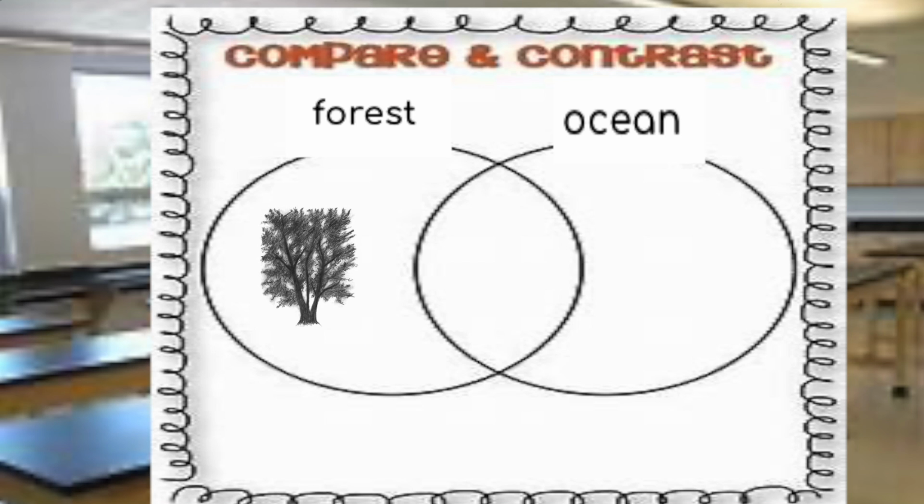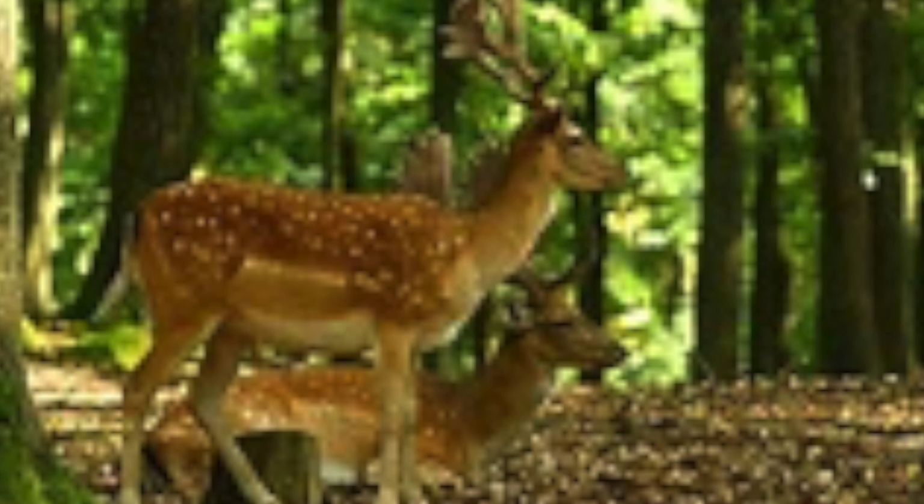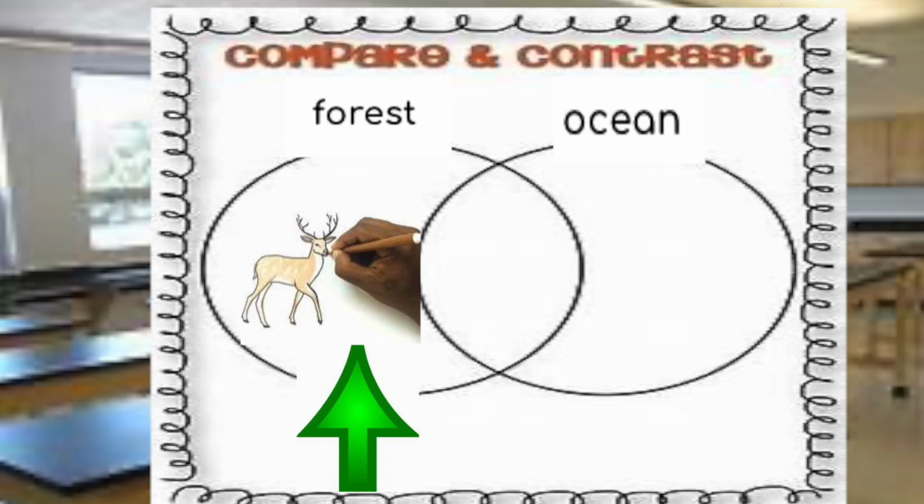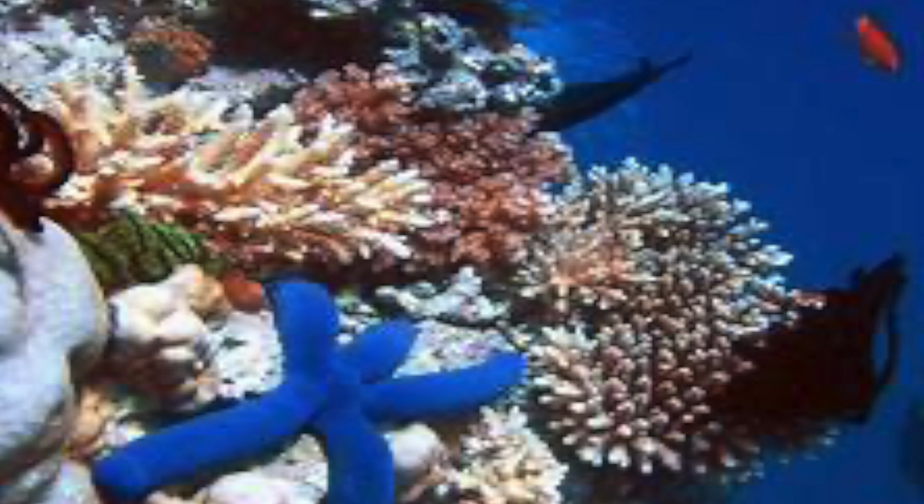What else did you notice that is true of the forest, but not the ocean? Did you say the animals were mainly brown, black, and tan? I agree. The animals are darker colors to blend in with the environment. Let's draw a picture of a deer to represent those land animals.